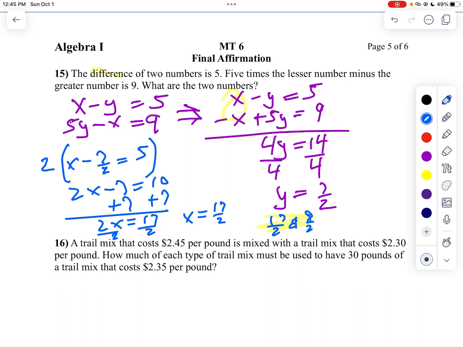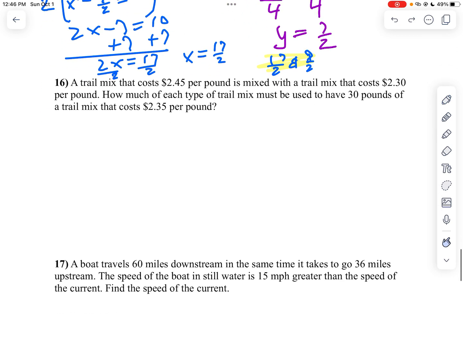Now on number 16, we actually have an application problem, don't we? And since we have an application problem, that might be one that's set up for graphing, because we probably won't have to worry about weird numbers with an application problem. But if we do, we'll have to go back and do it a different way. We got trail mix that costs $2.45 per pound is mixed with trail mix that costs $2.30 per pound. How much of each type of trail mix will be used to have 30 pounds?